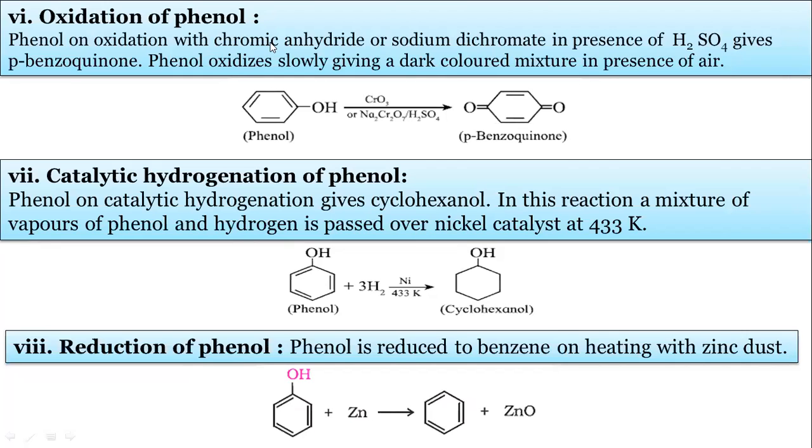Then oxidation of phenol. Oxidation of phenol is a very easy method. For this reaction, we have to use strong oxidizing agents like chromic anhydride, CrO3, or sodium dichromate, or potassium dichromate using H2SO4. We get benzoquinone. Remember, it is benzoquinone. Quinone is a 1,4-diketone, means at the first position and at the fourth position, ketones are there. This is carbon number 1, and this is carbon number 4.